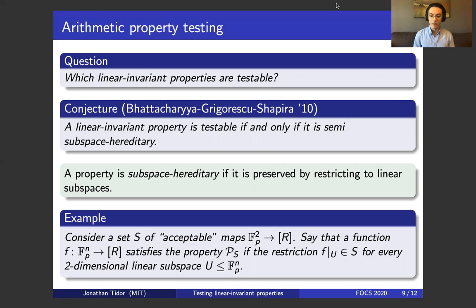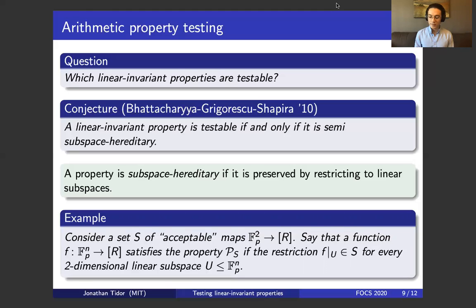And then we define a property P_S, where P_S consists of all the functions f from F_p^n to R, such that all of their two-dimensional restrictions land in the acceptable class of maps. And for any acceptable class of maps, you get a different subspace hereditary property. It should be easy to see from this definition that the properties generated by it are always subspace hereditary. So I call these properties two-dimensionally defined properties.